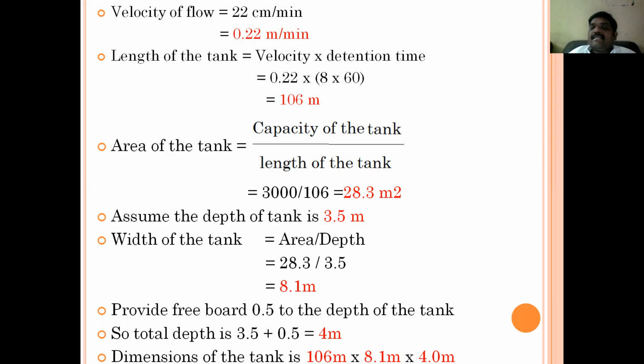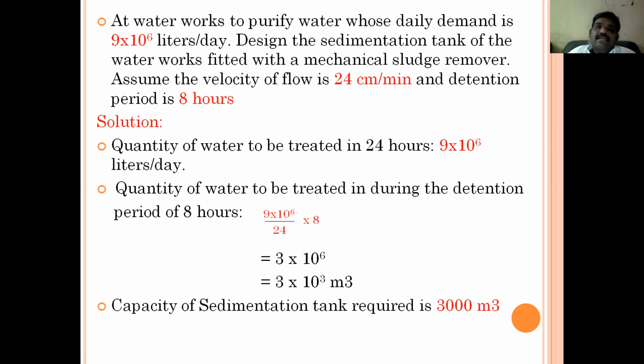Now the sedimentation tank is ready to treat 9 into 10 power 6 liters per day. We got the answer. What is the question? Design the sedimentation tank of a water works fitted with a mechanical sludge remover, where the daily water demand is 9 into 10 power 6 liters. Hope you are very much confident.